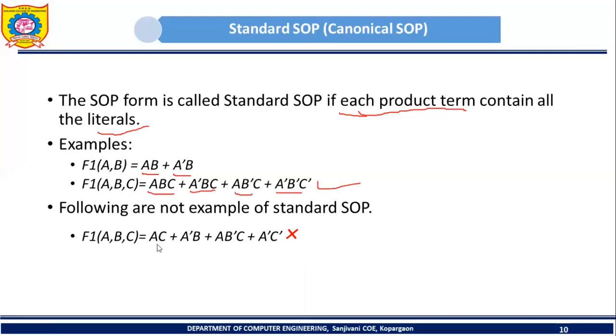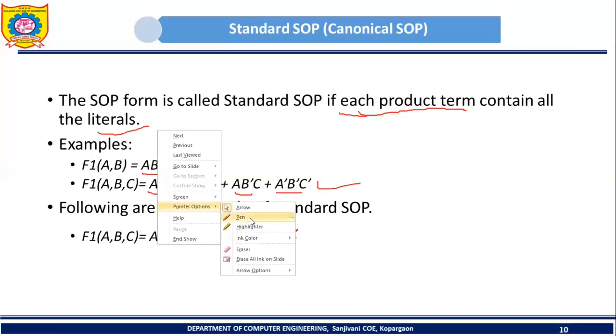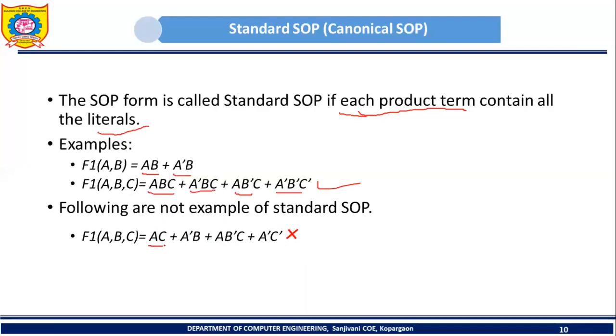Because consider the first product term. Does the first product term contain all the literals? The first product term is AC. Which literal is missing in this product term? B. Consider the second product term. In the second product term also one literal is missing. That is C. The third product term is okay. But again, in the fourth product term, one literal is missing. That is B. So that's why I can say that this particular function is not in standard SOP form.